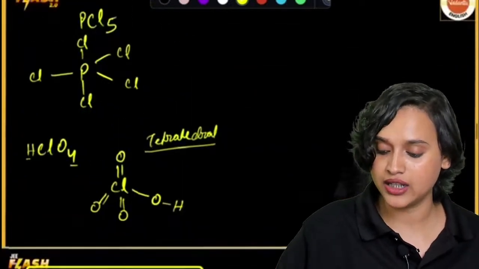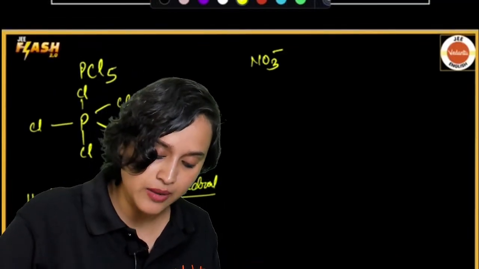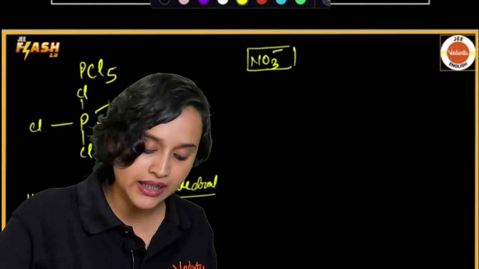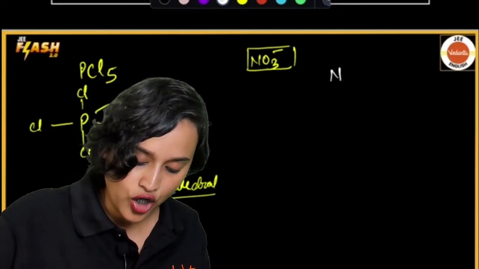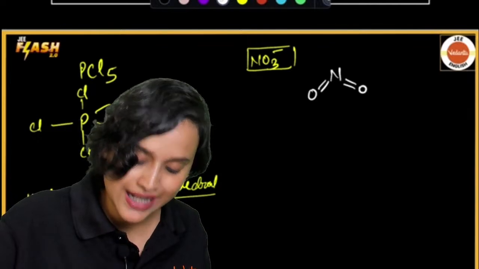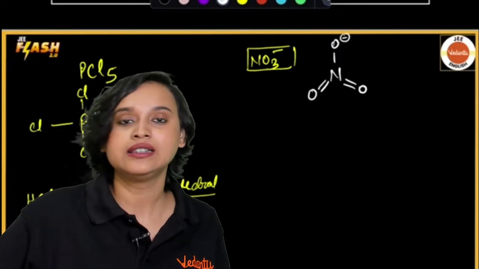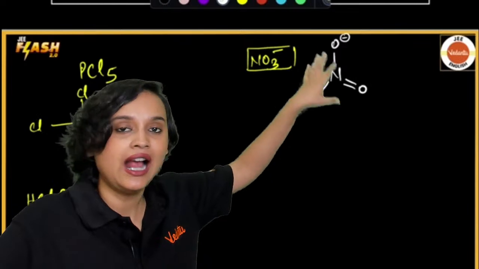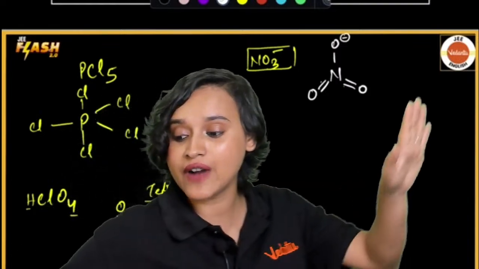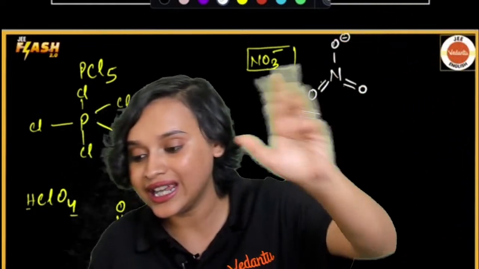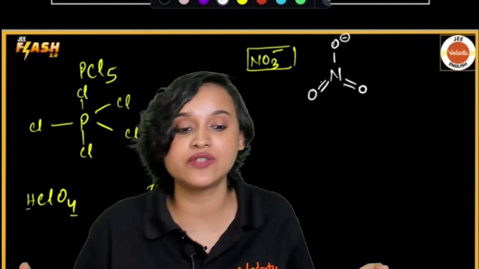Next is NO3 minus. Let us do it for NO3 minus. How is it going to look? We will have N here. Then we have the oxygens. We can clearly see that there is 1 negative charge. This oxygen will have 1 negative charge, and this is how they are bonded. Now see, 1, 2, 3, 4 and 5. All 5 valencies of nitrogen are covered.